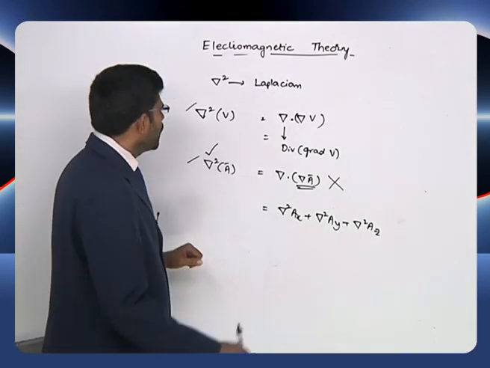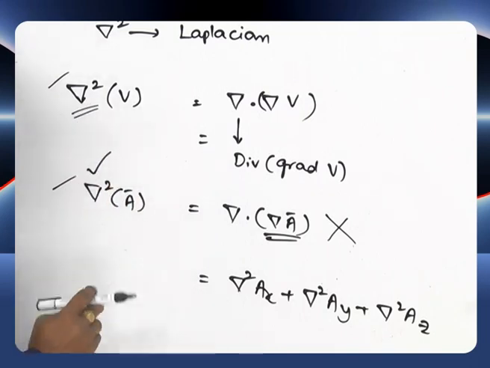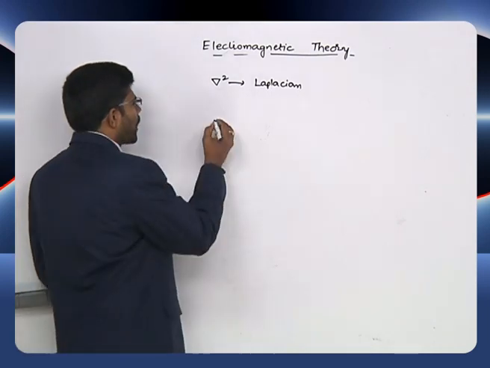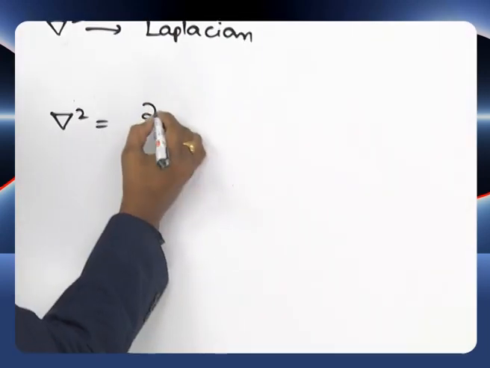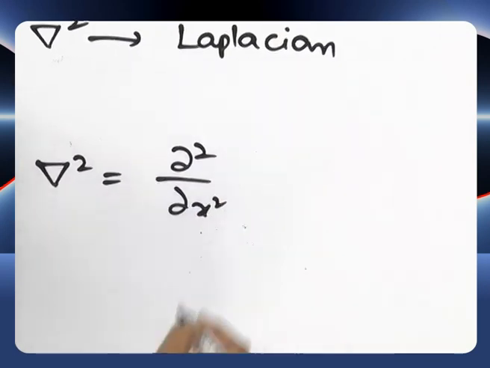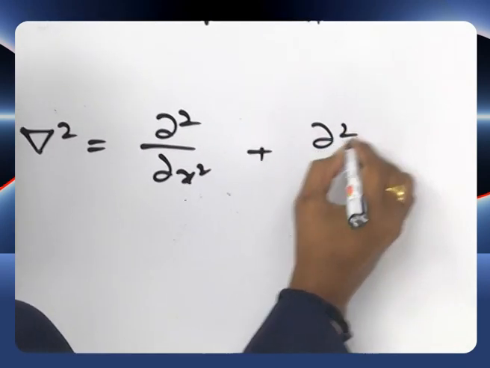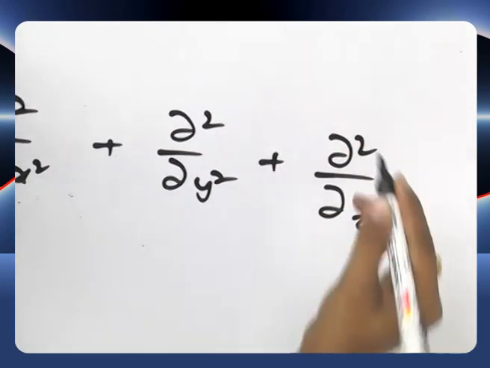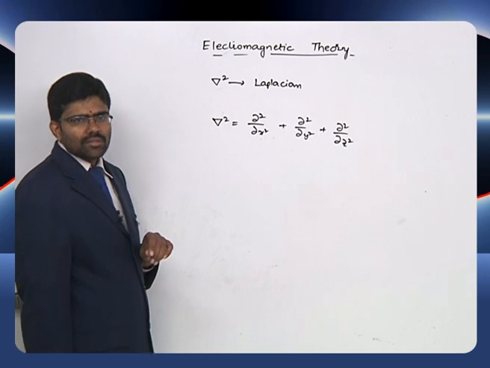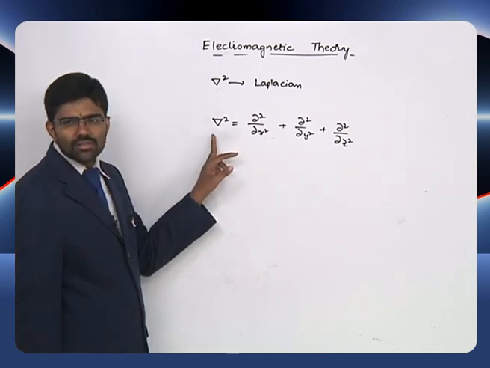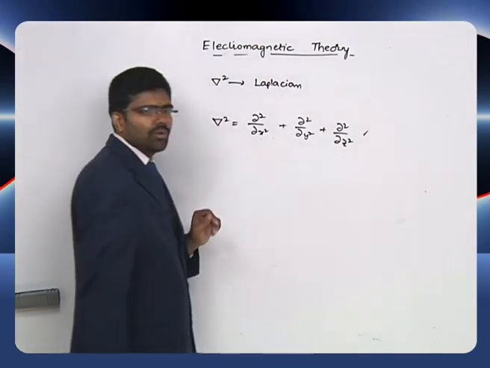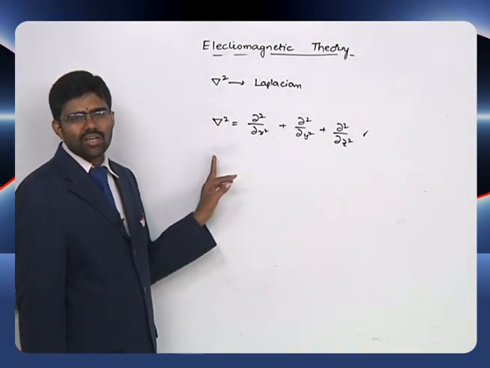Just as an example, I will give this definition in the rectangular coordinate system and we can refer to the remaining two coordinate systems later. So in the rectangular coordinate system, it was defined as del square equals dou square by dou x square plus dou square by dou y square plus dou square by dou z square. So simply this is the function of our del square, called the Laplacian operator, in the rectangular coordinate system. Right? The remaining two coordinate systems we will discuss later, whenever they are required.